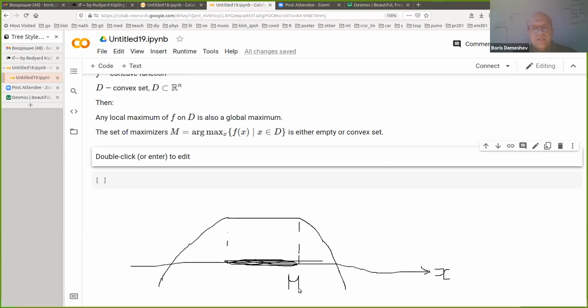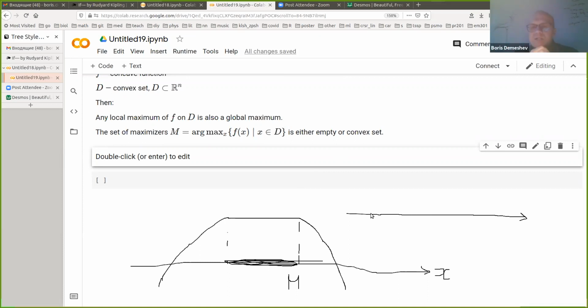Okay, let's provide an example. You asked me why D convex is important. Okay, let me provide an example for your question. Personally I prefer working with a sketch. So let's provide an example of D.